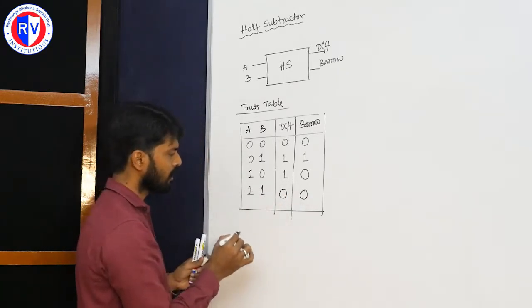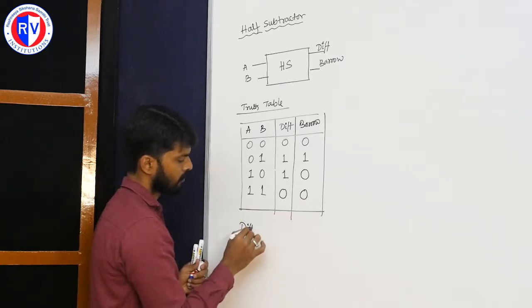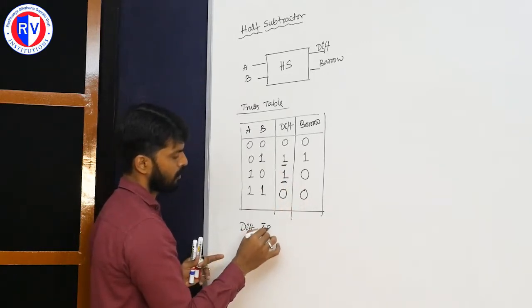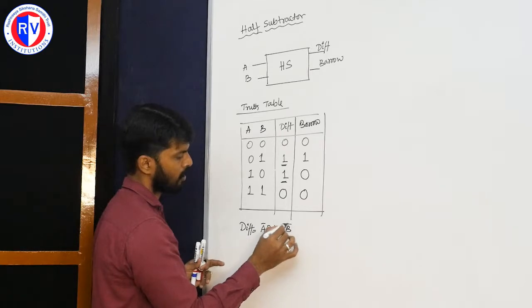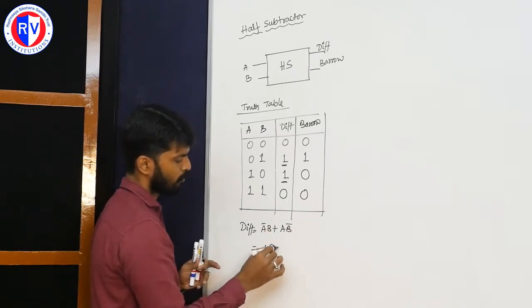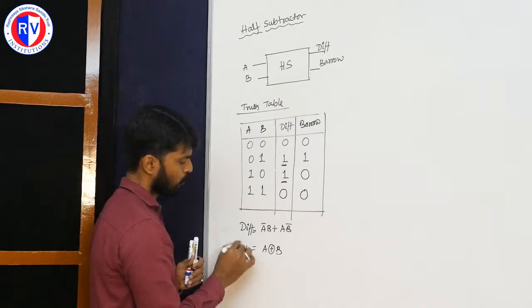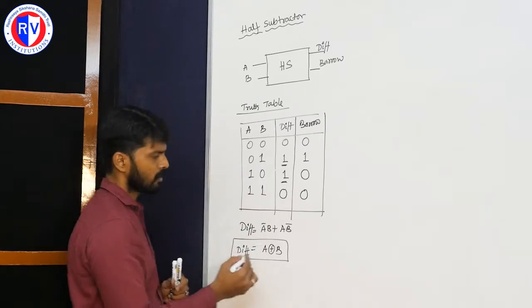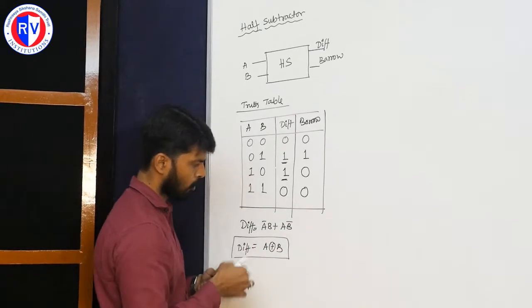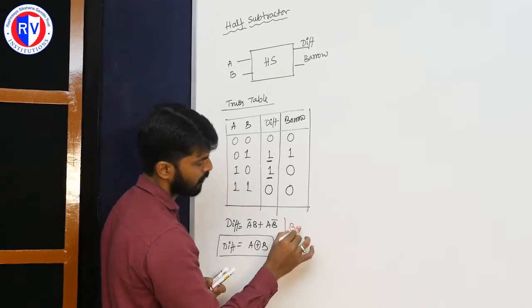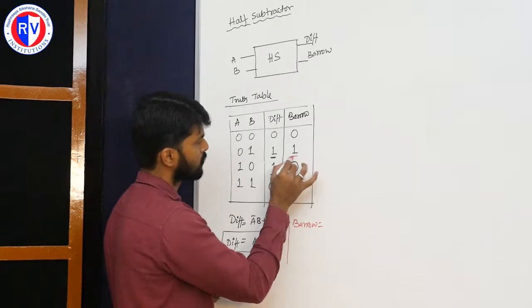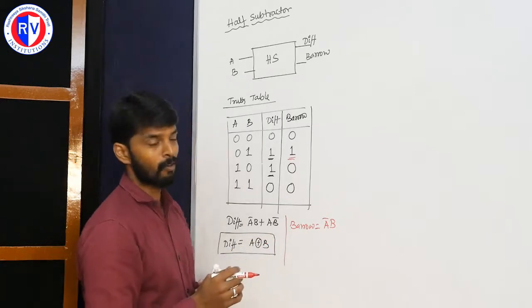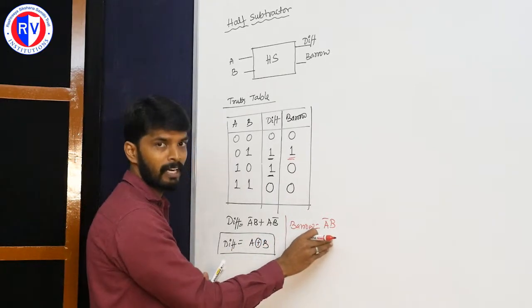Now for this, I will write the equation. The difference is equal to, the area of interest is the 1s, correct? So this one corresponds to A bar B plus this one is A B bar. So finally I am getting A XOR B for the difference. So for both adder and subtractor, the sum and difference equations are similar, correct? Now we will see similarly for the borrow. In case of borrow, the term of interest is this one, so I am getting A bar B. But in case of adder, only AB we got in the carry place. In case of borrow, we are getting A bar B.